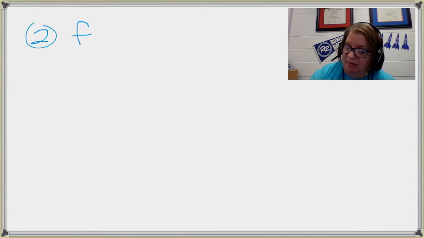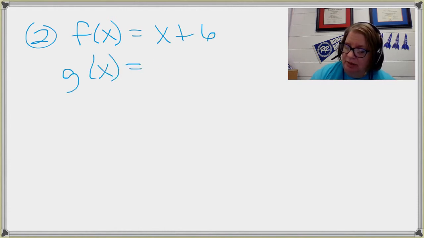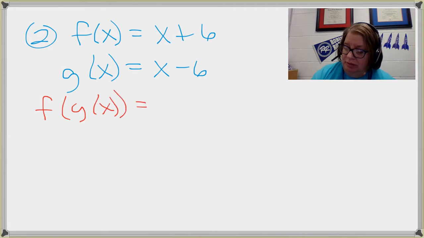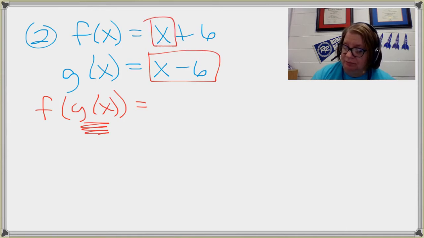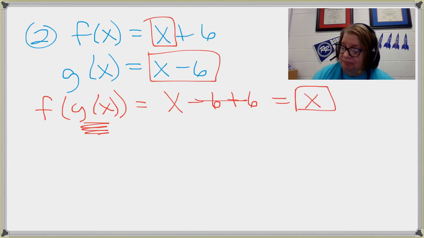Let's move on in your paper. Number 2 is exactly like one that was on the board. You have f of x equals x plus 6, g of x equals x minus 6. When I find f of g of x, that means I take what's in parentheses and plug it into the other function. A minus 6 plus 6 cancels, x is left.